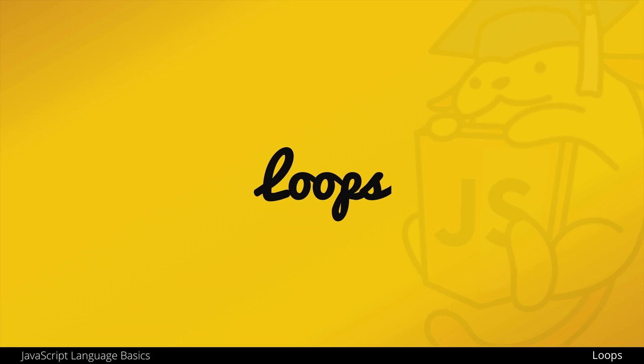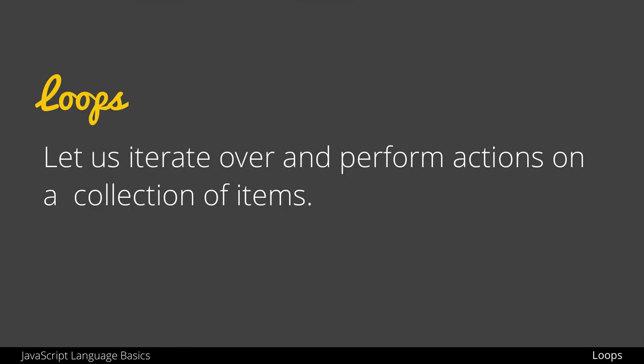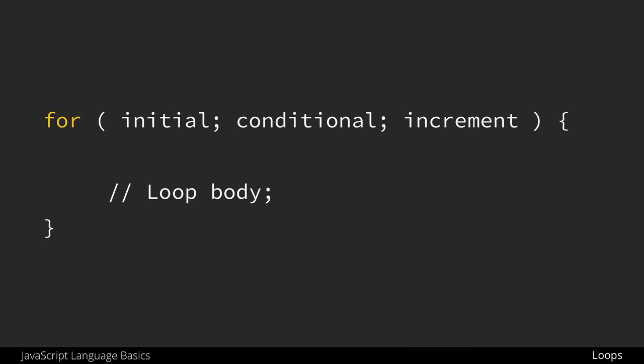When working with groups of objects in JavaScript, you will likely run across loops. Loops in JavaScript let us iterate over and perform actions on a collection of items like arrays or objects. The most common loop is the for loop, which has four parts. The for loop has the initial expression, the conditional expression, the increment expression, and the loop body.